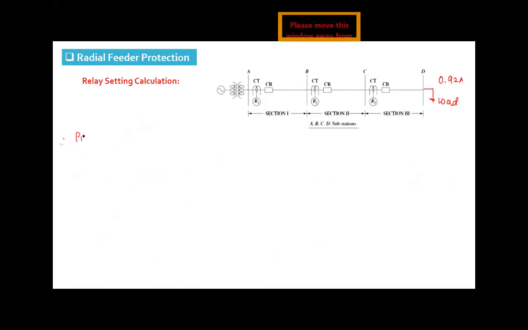Therefore, obviously now we want to find out the plug setting in terms of CT ratio. What is the CT ratio here? We have 2/1, and note down this point, we should find the plug setting in terms of primary, not in terms of secondary. Why?